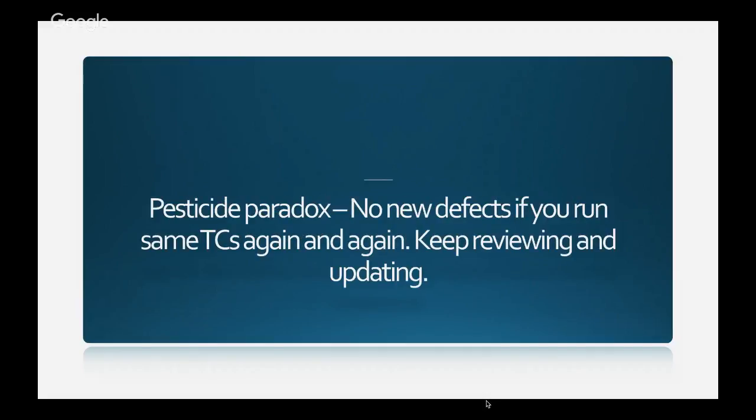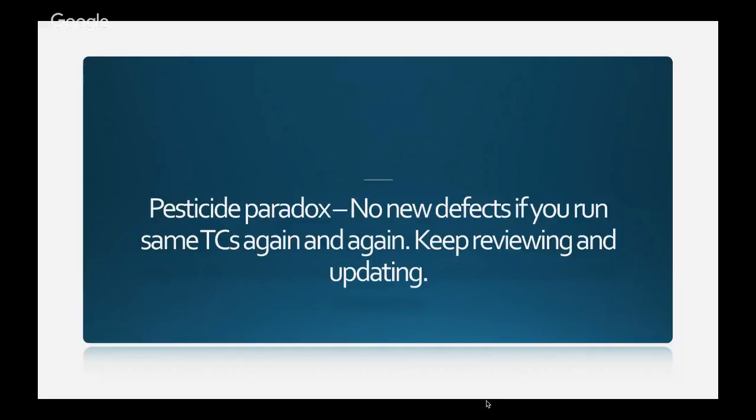Now moving on to our next slide, it talks about the pesticide paradox. Many of you would be aware of this pesticide paradox. If you're not, I'll still explain it for you. Let's say you have a set of test cases and you keep running them again and again, whenever you do integration testing using automation or manual testing. You keep executing the same test cases on the build, and after some point of time you find that no more defects are being found.